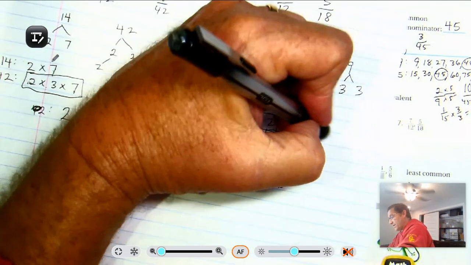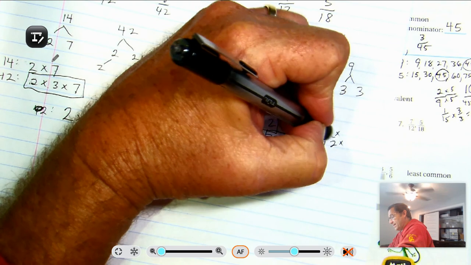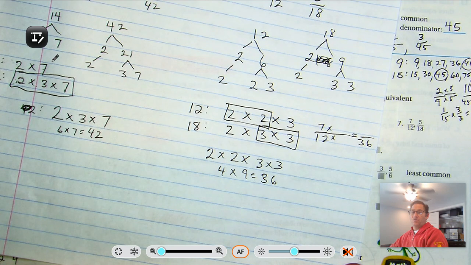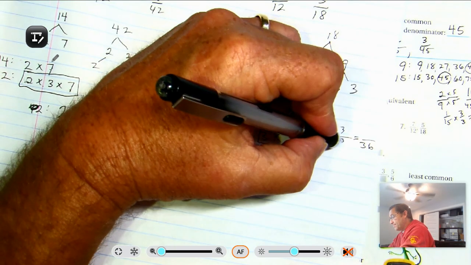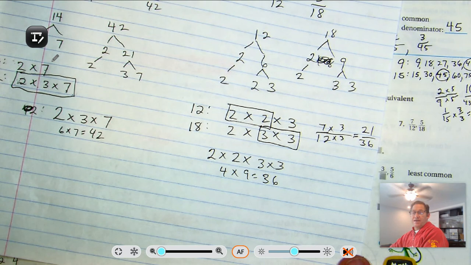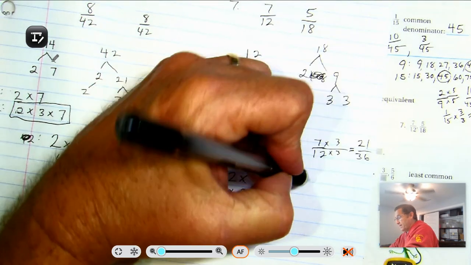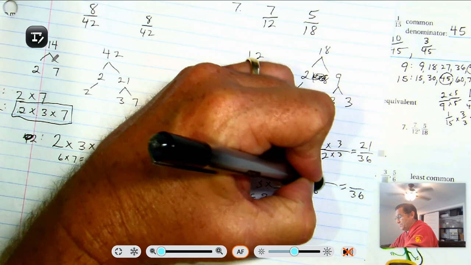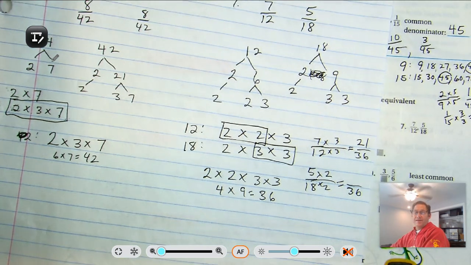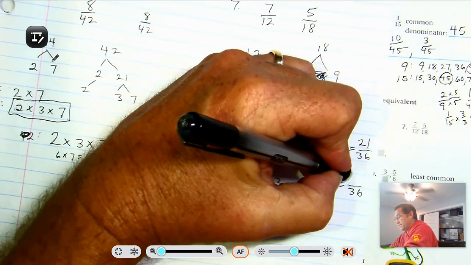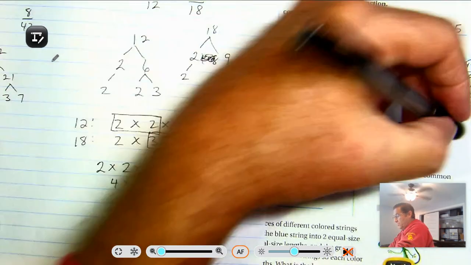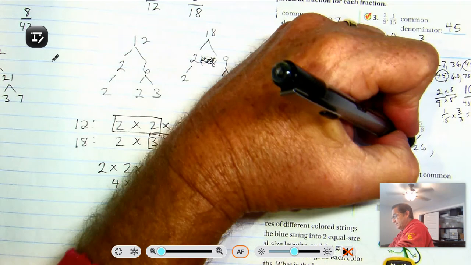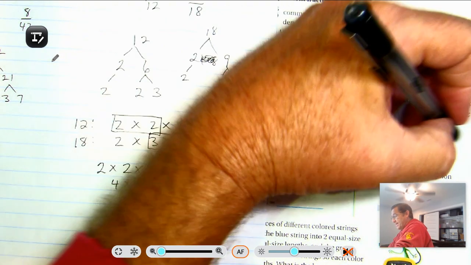So what do I have to multiply 7 twelfths by to get 36ths? 12, 24, 36, 3. So 7 twelfths is the same as 21 36ths. And 5 18ths, I know I can multiply by 2 halves. 18 times 2 is 36. So 5 times 2 is 10. So we can rewrite these as 21 36ths and 10 36ths.